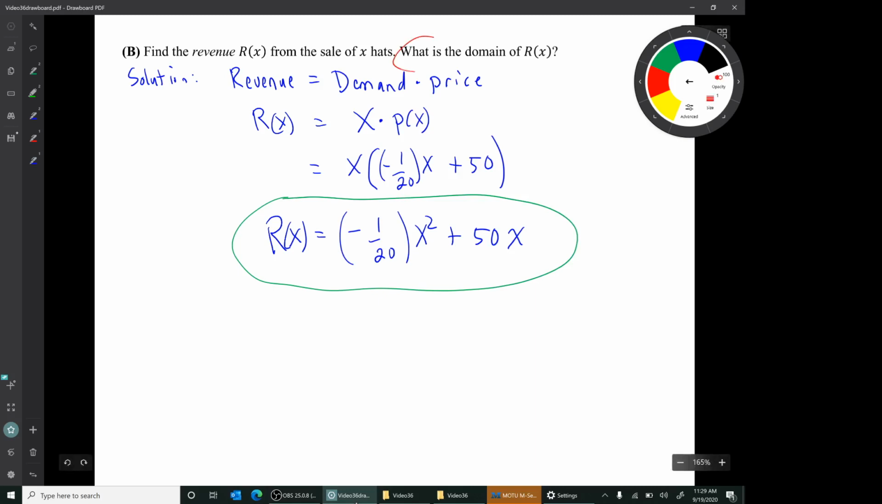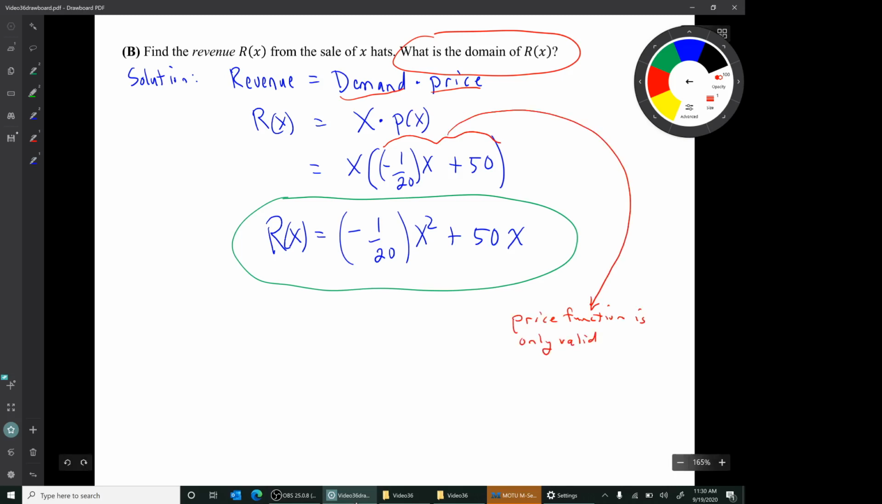But now we have to answer this question. What's the domain of the revenue function? Well, that's actually not so hard to answer. Think about what went into building the revenue function. The revenue function was built by demand and price being multiplied together. Well, this formula for price is only valid for x greater than or equal to 0 and less than or equal to 1000. So that tells us that the resulting revenue formula is also only good for that interval.